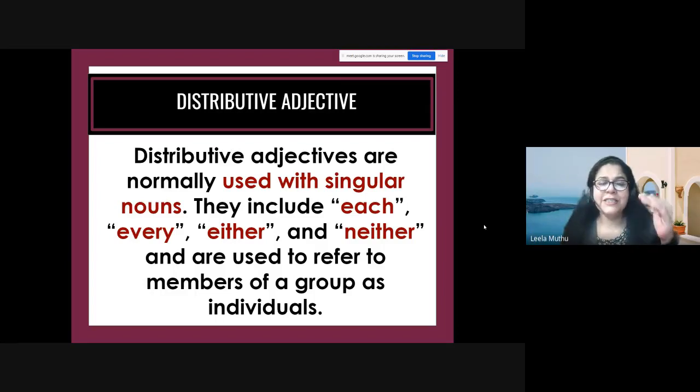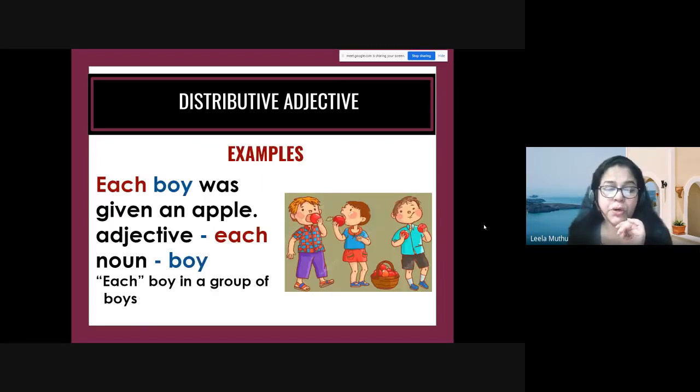Okay, so these are called distributive adjectives. For example, each boy was given an apple. It means that every single boy was given an apple. Just by using each, you have indicated already that every single boy was given an apple. Each boy in the group was given an apple. So each, every, either, neither.